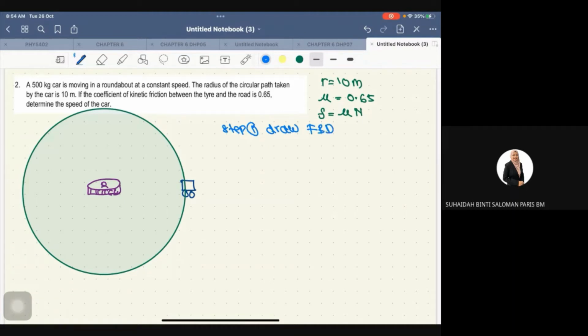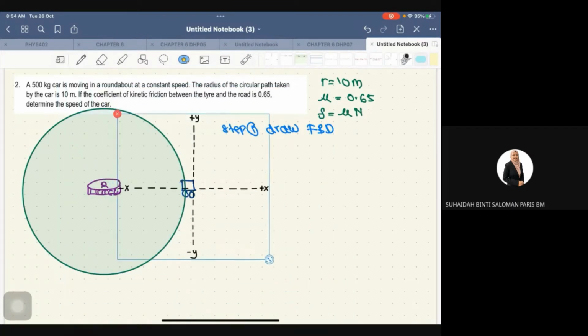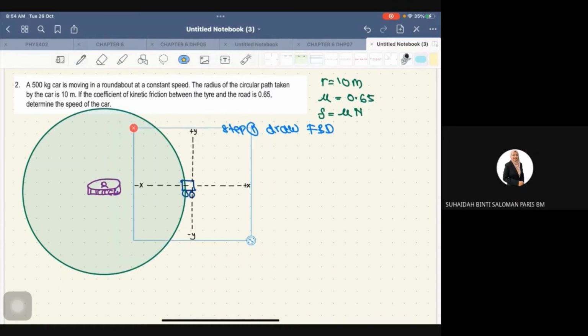Okay, kat sini kenapa, apa fungsi dia, kenapa kita nak draw FBD, sebab kita nak tengok what force contribute to the net force and contribute to the FC at the same time. Okay, apa force yang boleh menyebabkan FC ni wujud. Okay, so kat sini kita tahu bila saya lukis free body diagram, saya lukis on that object nak bagi senang nampak. Okay, walaupun sebelum ni kita tak boleh draw FBD on that object, saya lukis untuk bagi senang nampak.